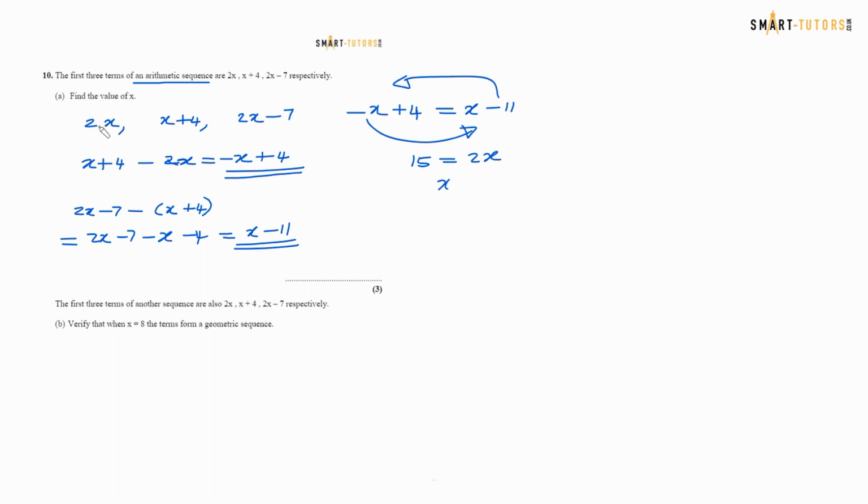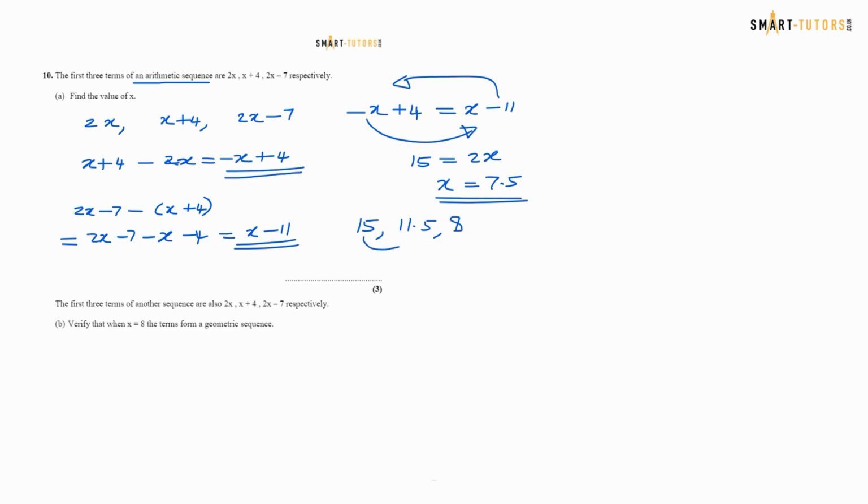So x equals 7.5. 15 divided by 2 is x equals 7.5. If you substitute the x value, 2x is 15, x plus 4 is 11.5, and 2x minus 4 is 15 minus 4, which is 11.